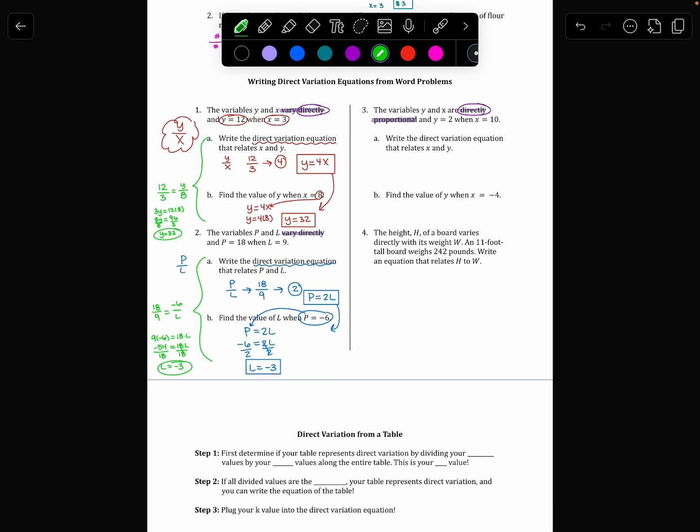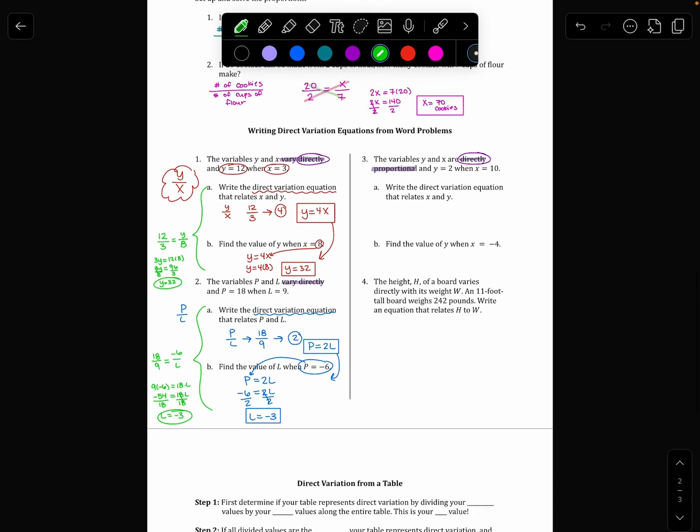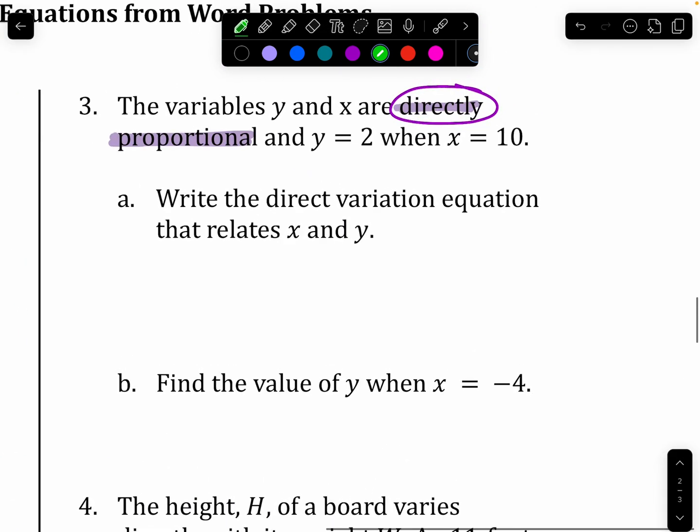Divide both sides by 18, and you get that L is equal to negative 3, which is what we got in part B. Isn't that cool? You might not think it's cool, but I think it's cool. Okay, let's look at number 3.